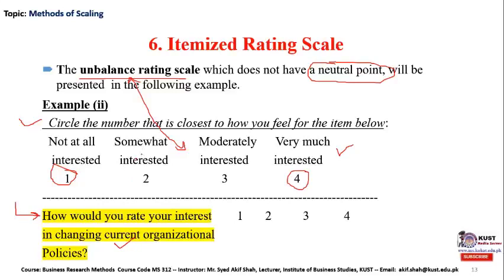The second answer says that the respondent is somewhat interested in the change in the organizational policy, and the third point says that they are moderately interested in the change. So whatever option the respondent is going to select, the researcher will get certain important information related to that individual or person. When such a fixed rating scale is available, we can say that it is known as an unbiased itemized rating scale.